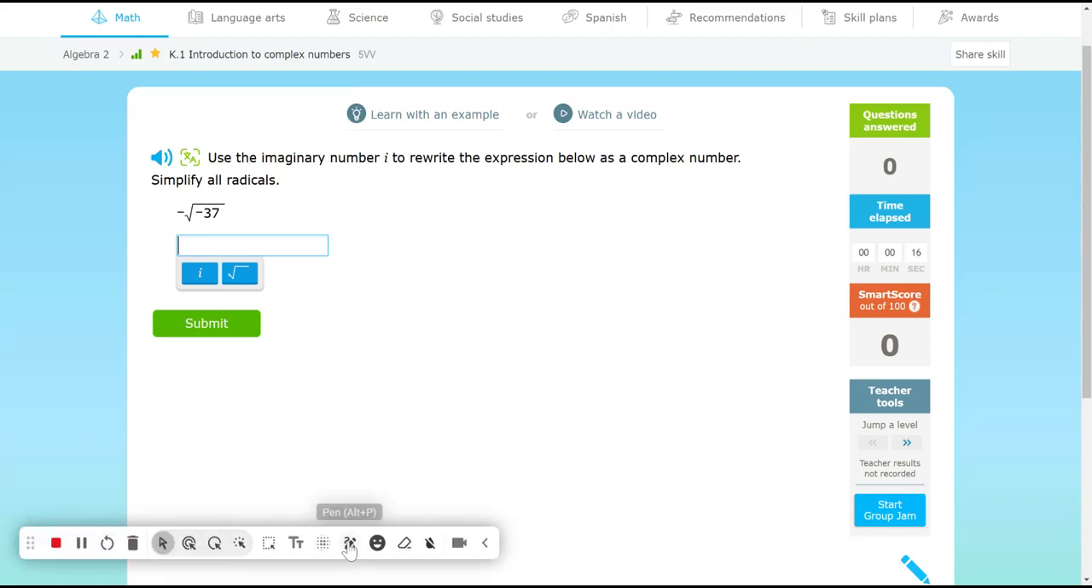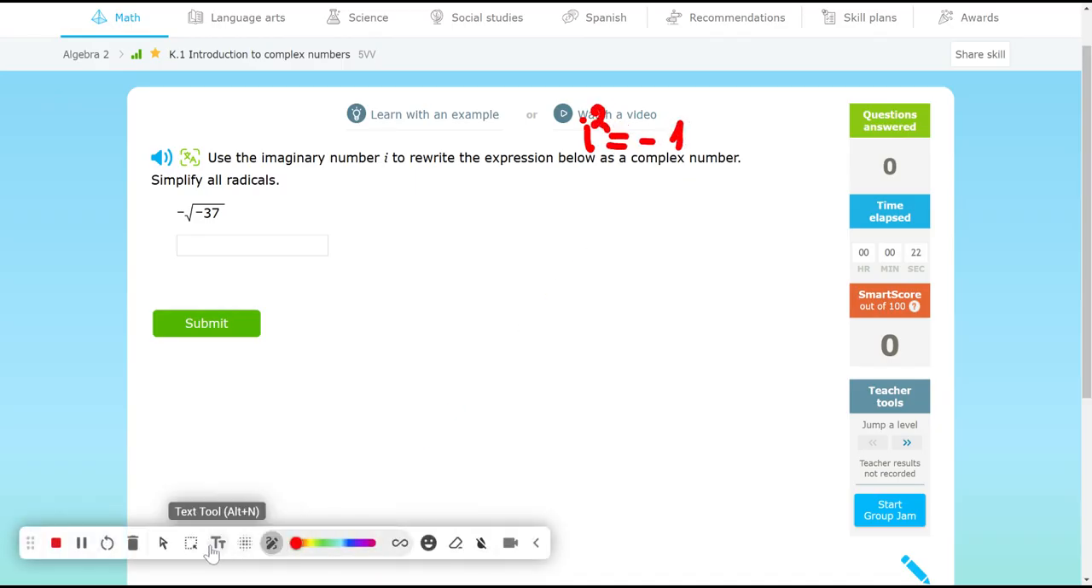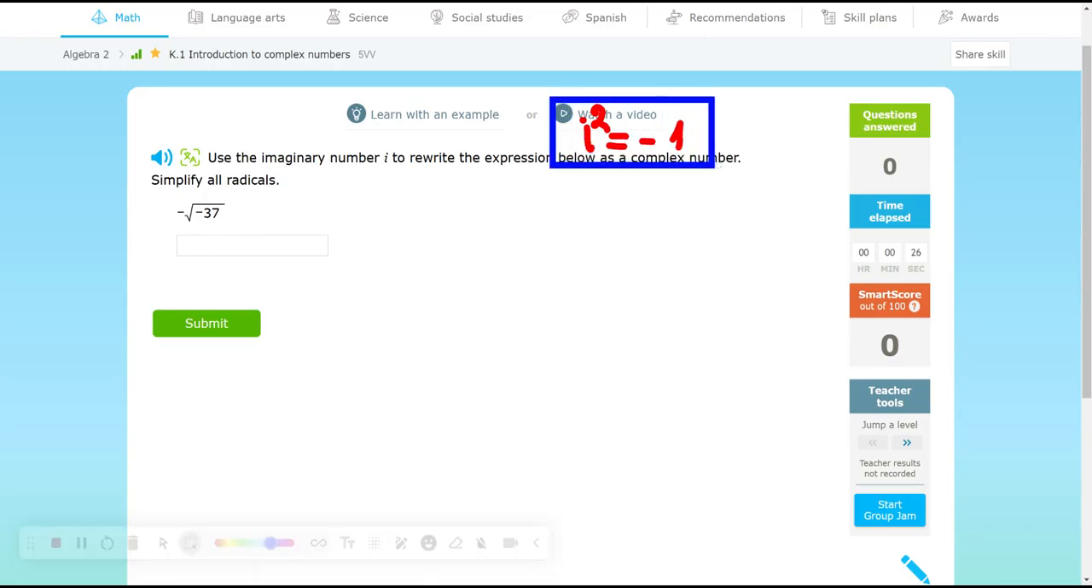Okay, so keep in mind, if we see negative 1, we substitute i squared for it. Okay, that's it. Everybody should have it.